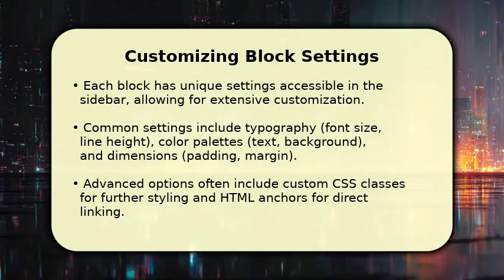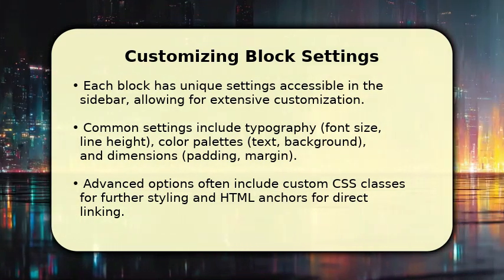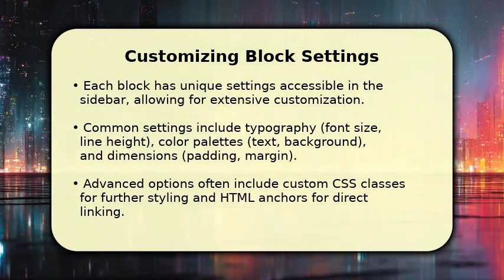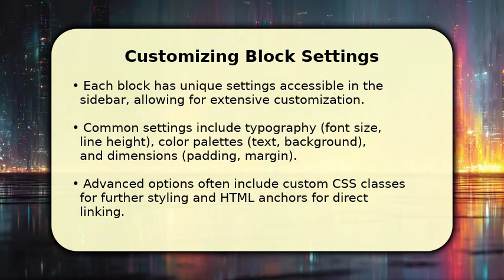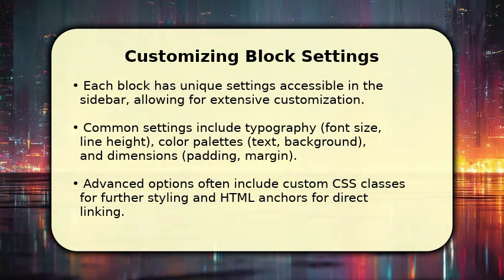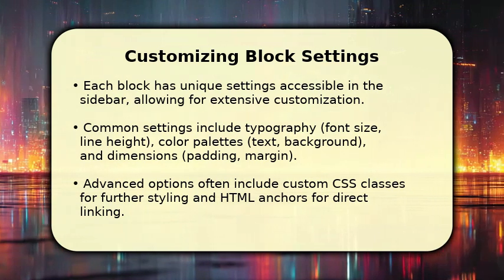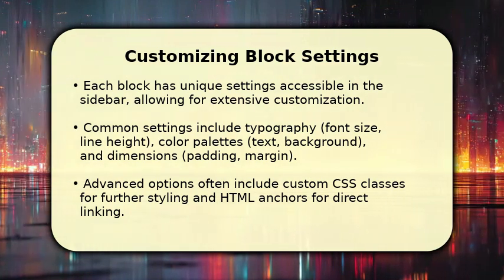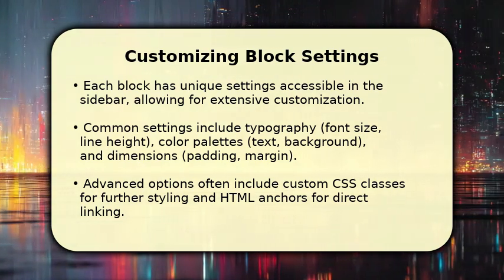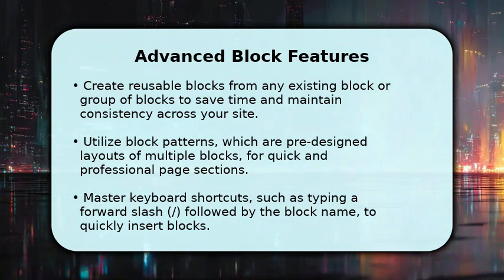Every block comes with its own set of customization options, found in the settings sidebar on the right. Here, you can fine-tune various aspects, from changing text colors and background hues to adjusting font sizes and line heights. You can also control spacing with precise padding and margin settings, often in units like pixels or percentages. For more advanced users, adding custom CSS classes allows for even deeper styling, giving you complete creative control over your content's appearance and layout. Beyond the basics, WordPress blocks offer powerful advanced features.